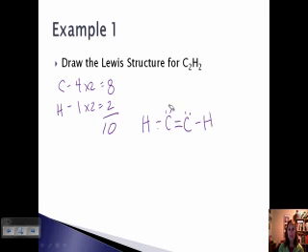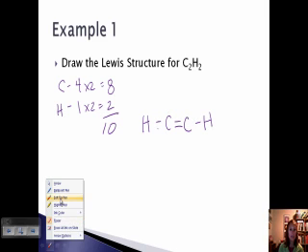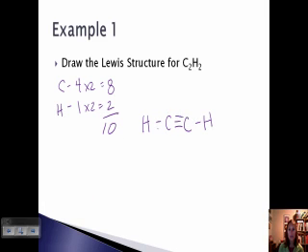Well, I have this lone pair on carbon and this lone pair on carbon. So instead of them each having their own, I'm going to erase those and make them share a third pair. So now let's count. So I have 2, 4, 6, 8, 10. And I need a 10, so that works.